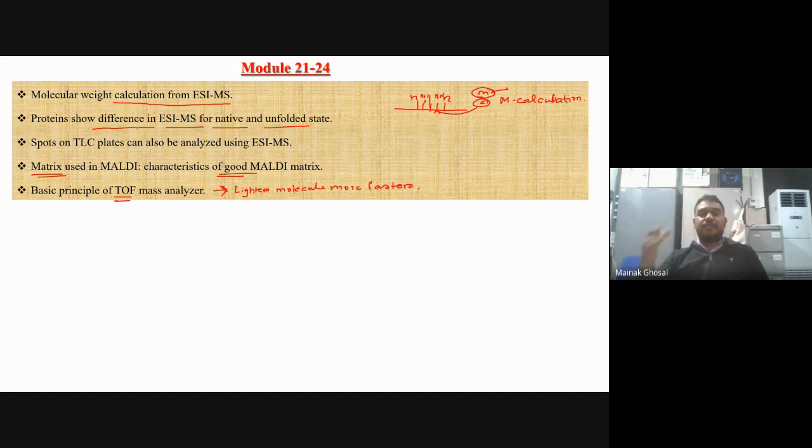If a molecule has low mass, lighter molecules means low molecular mass, it will move faster. If it has high molecular mass, it will move slower. So from the time it takes to go from one end to another, you will get the velocity, and this velocity will give you kinetic energy. From this kinetic energy, equating it with the potential energy, we will get the m by z value, and from this m by z value, we will be able to tell that a molecular ion is there, which is showing your molecular weight.